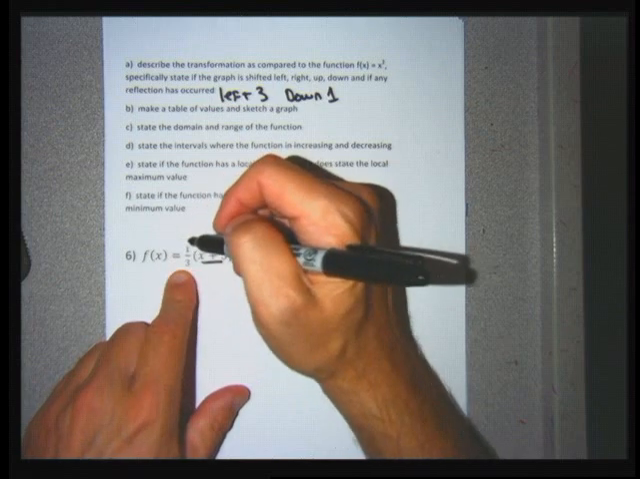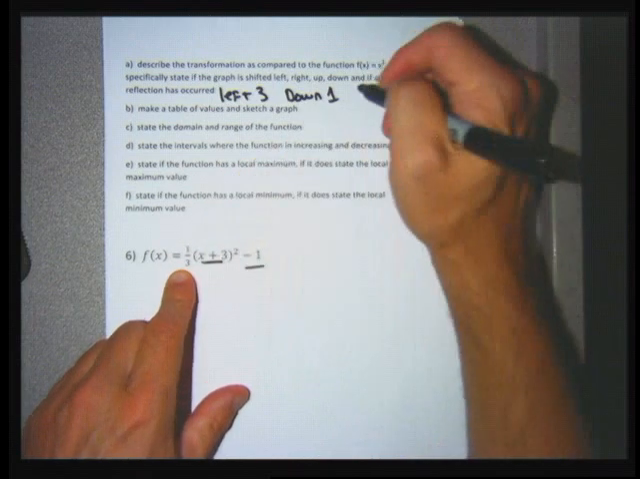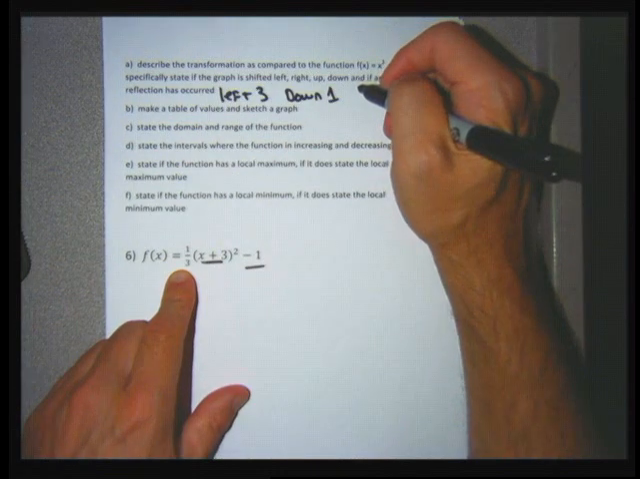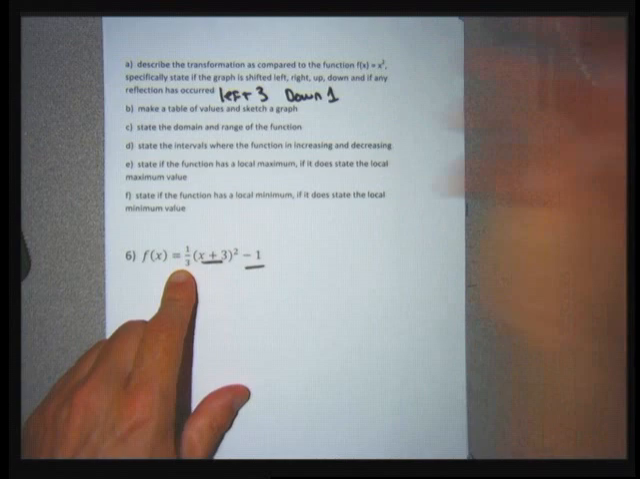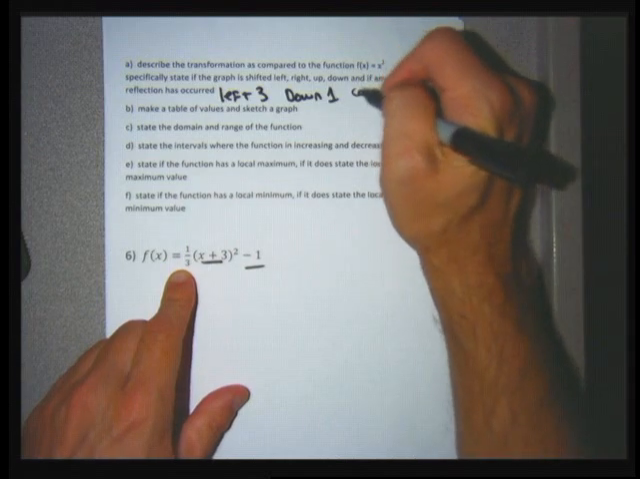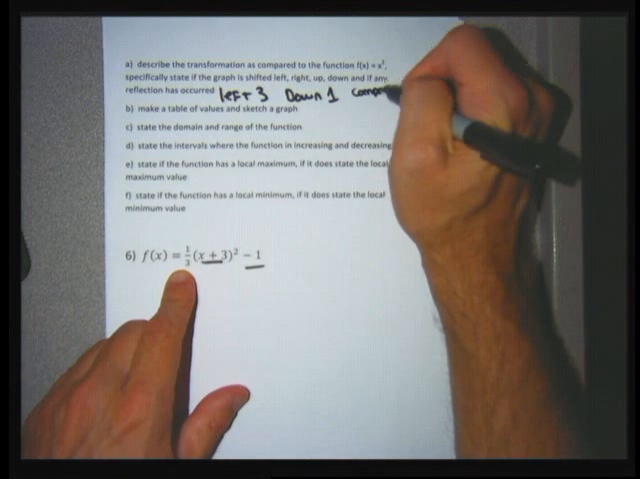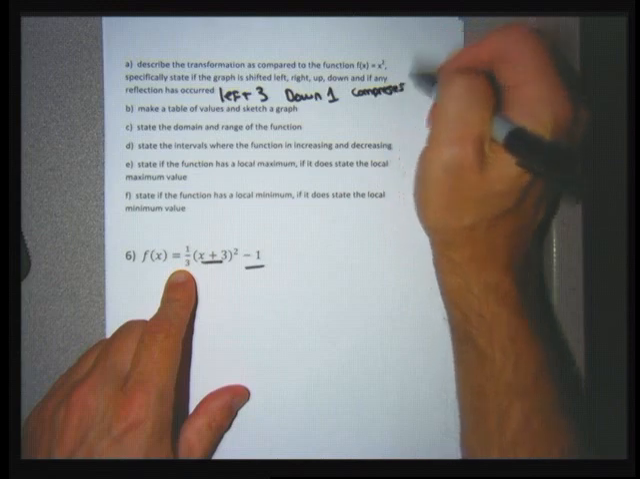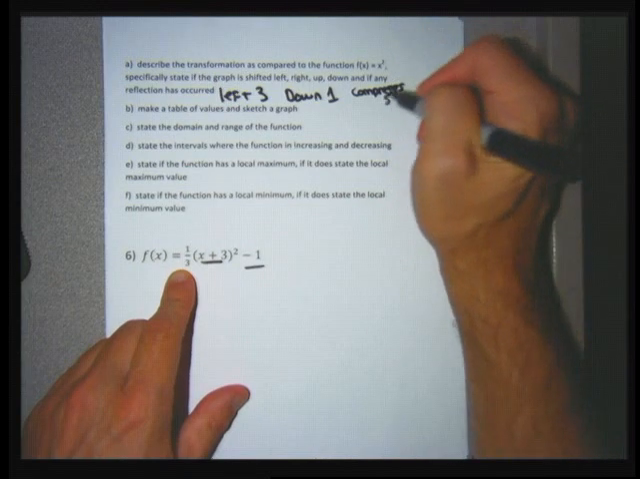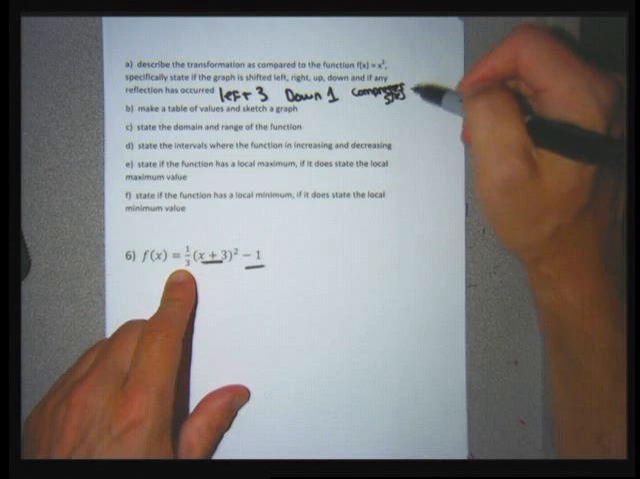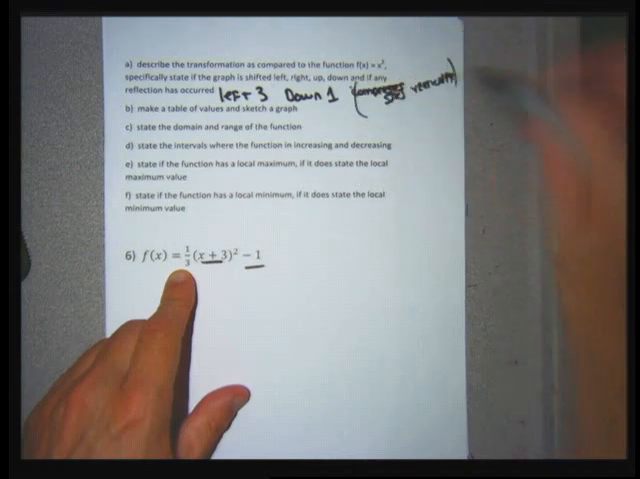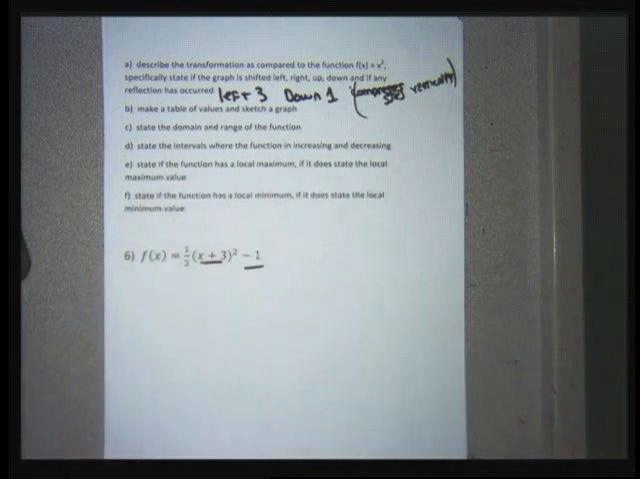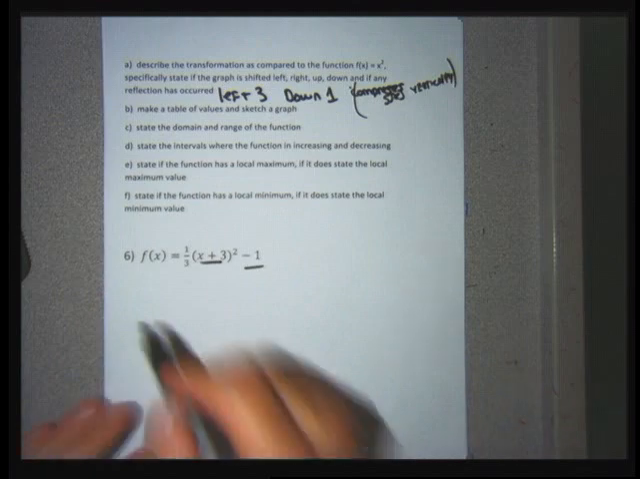This 1/3, because it's less than 1, we're going to say it compresses it vertically. It makes it fatter in some sense. So if that number is bigger than 1, we say it stretches. If it's less than 1, we say it compresses, and then we actually spell compresses properly. So we say it compresses vertically, which just means it makes the graph fatter. Again, you're not responsible for this. I just feel this is going to be a fatter graph. I feel obliged to show that to you.